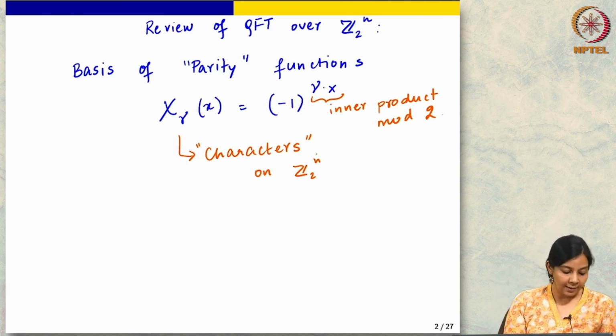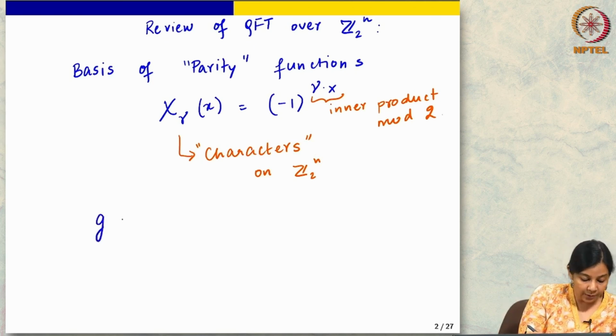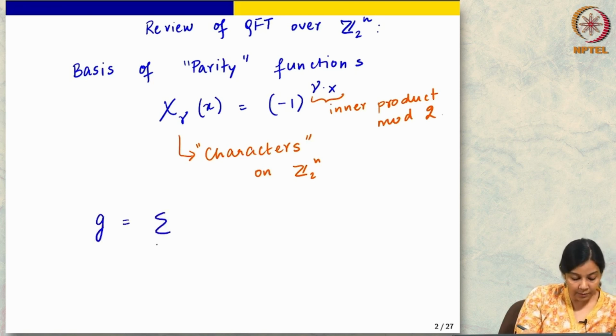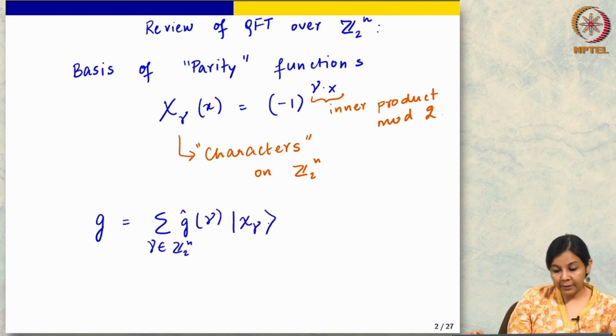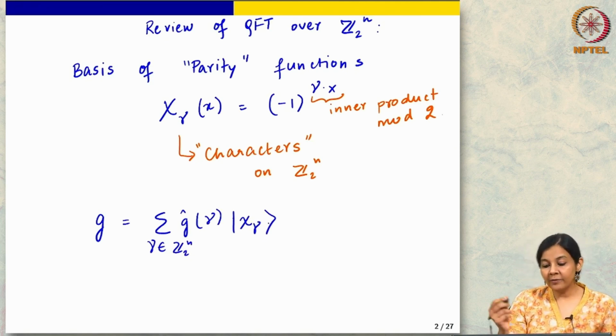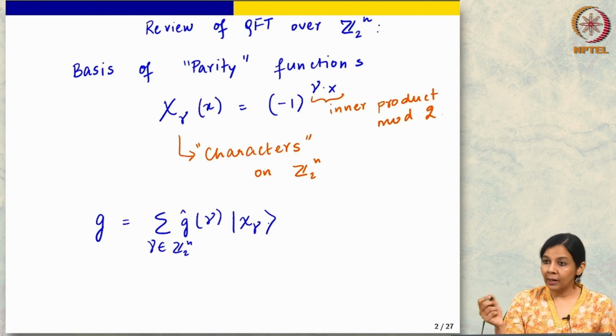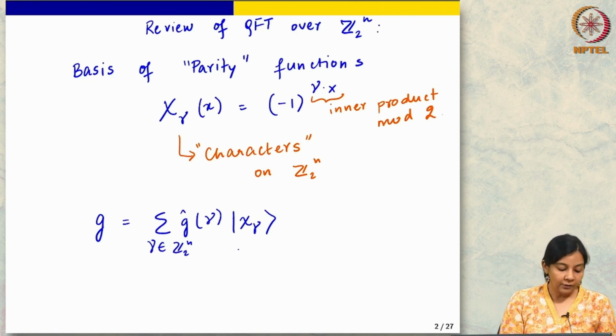So these were our basis functions, and now using this, we were able to represent g as a summation of g hat gamma times chi gamma, where gamma is over Z_2^n. Right? Everyone remembers this. Okay, so this was our Fourier transform. This is the whole function. Of course, you can specialize this and find its evaluation on a particular point. I am writing it as the whole vector. Okay, so this is what we saw.